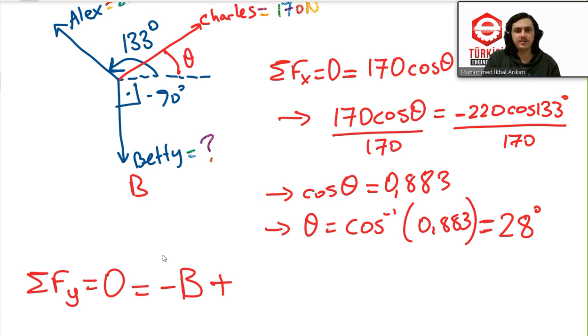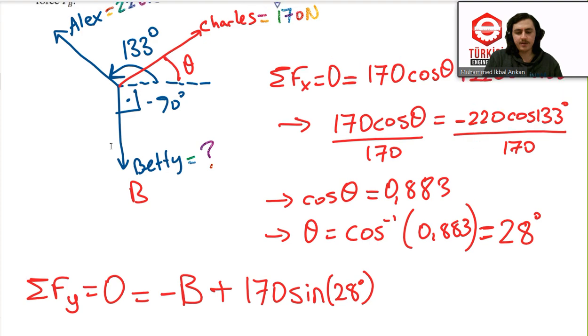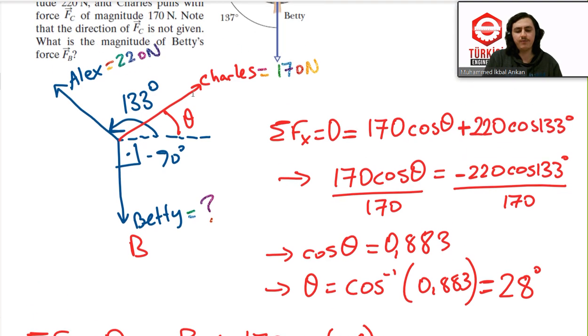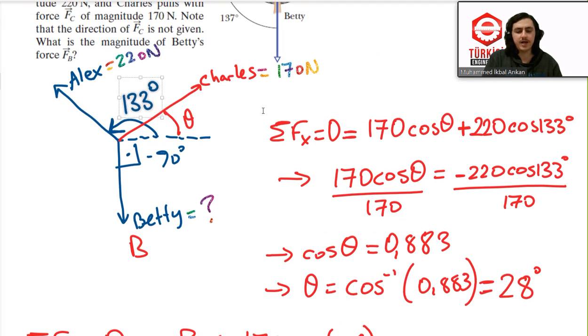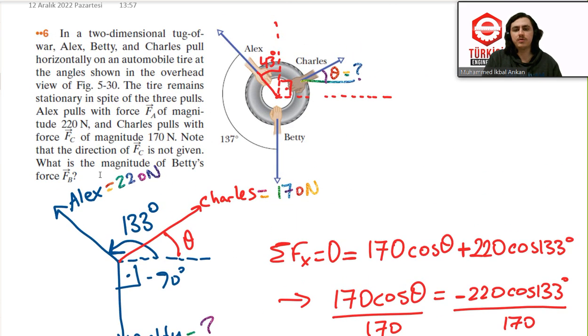So plus Charles, which is just 170 sine of Charles' angle, and I calculated Charles' angle. So it will be just sine of 28. What about Alex? I know the angle, which is 133. So I will put plus, and the minus will come from this cosine. So cosine of 133 will give me negative. If I put negative here, because I'm seeing that it is going in the negative direction, and then put cosine of this one, I will get another minus, which will cancel each other. So I will get a wrong result. So always put positive, then put your sines or cosines.